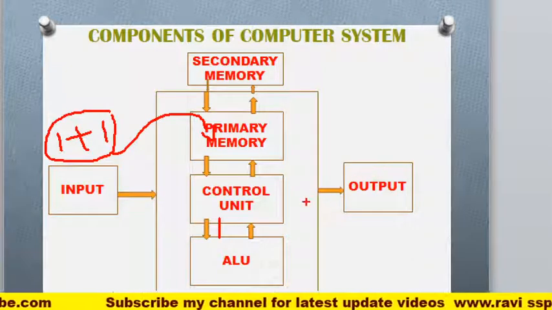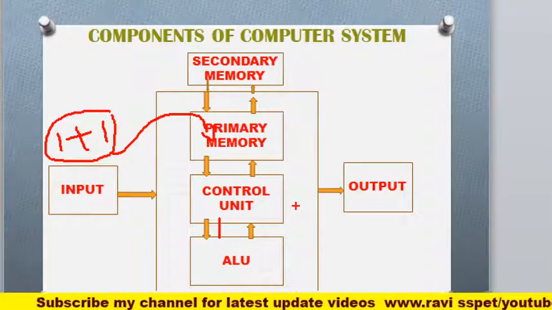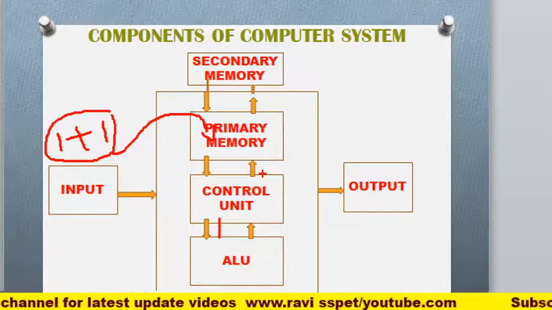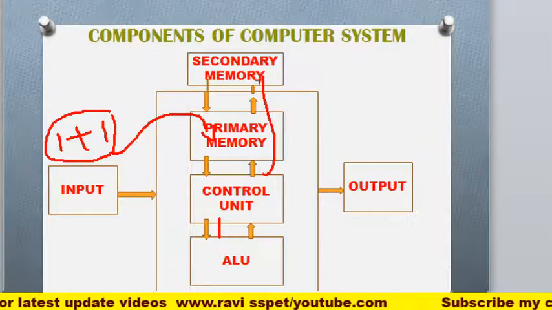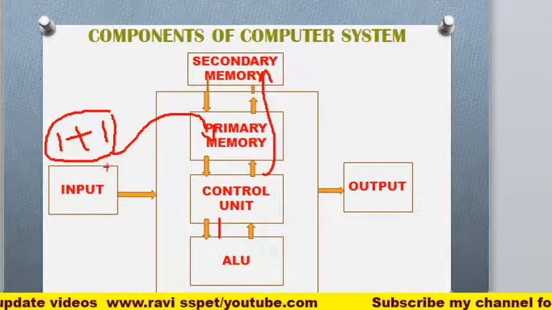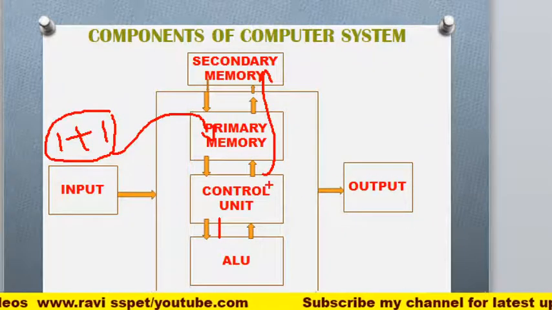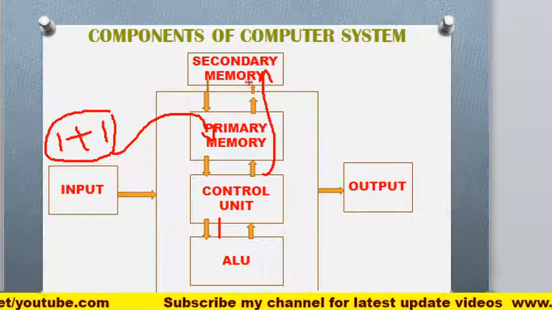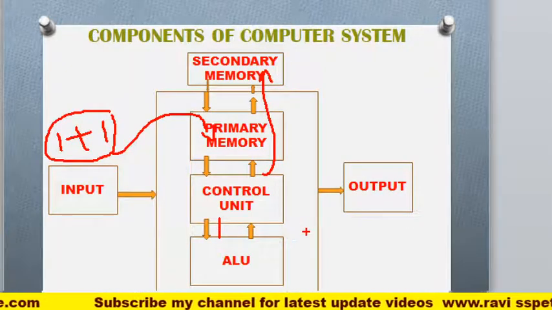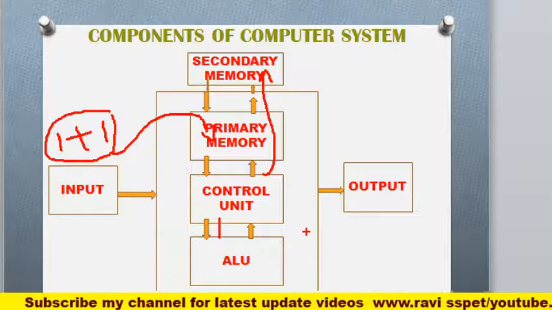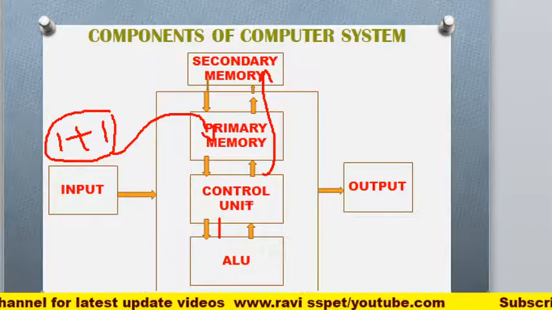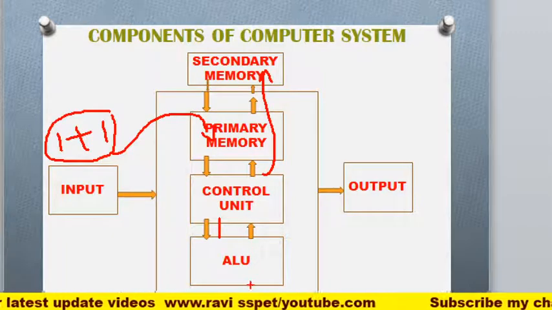After that, if we want to store this data permanently, then again the control unit will send it to the secondary memory. So these are the components of a computer system: input, output, secondary memory, primary memory, control unit and ALU.